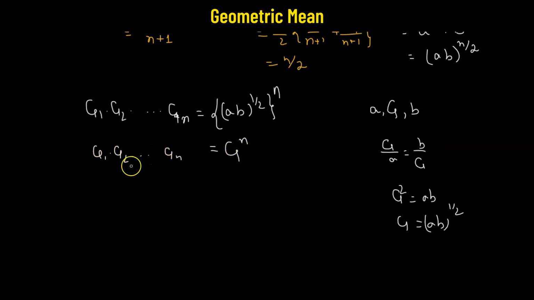That means if we have n geometric means inserted between two numbers a and b, then the product of all the geometric means between them simply equals the single geometric mean between a and b raised to the power of n.